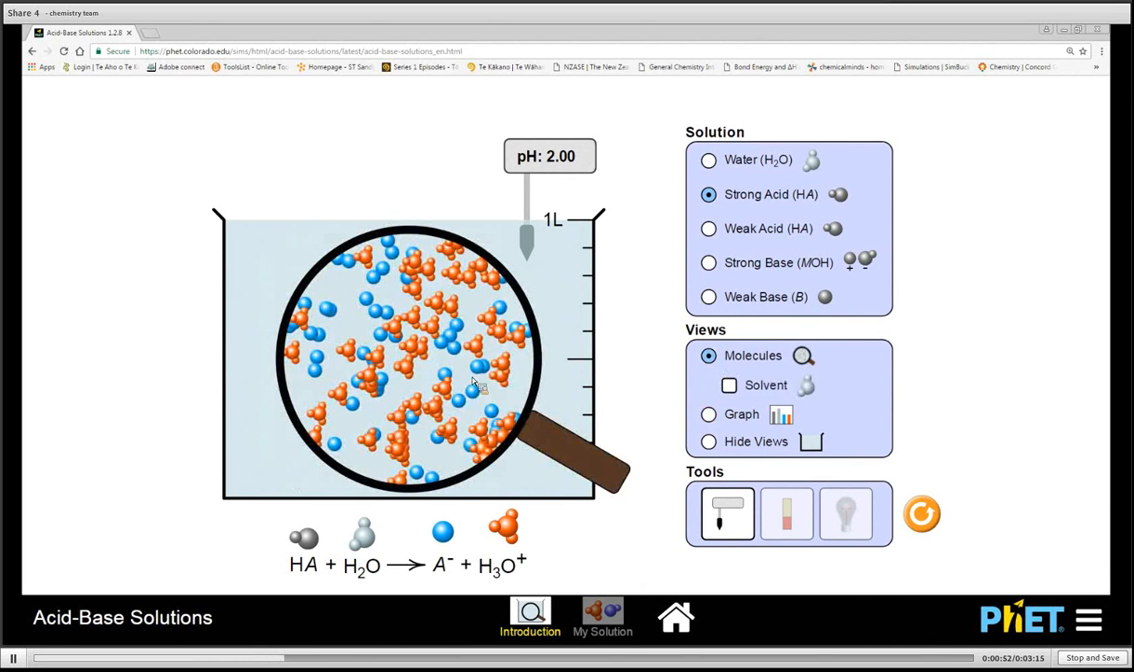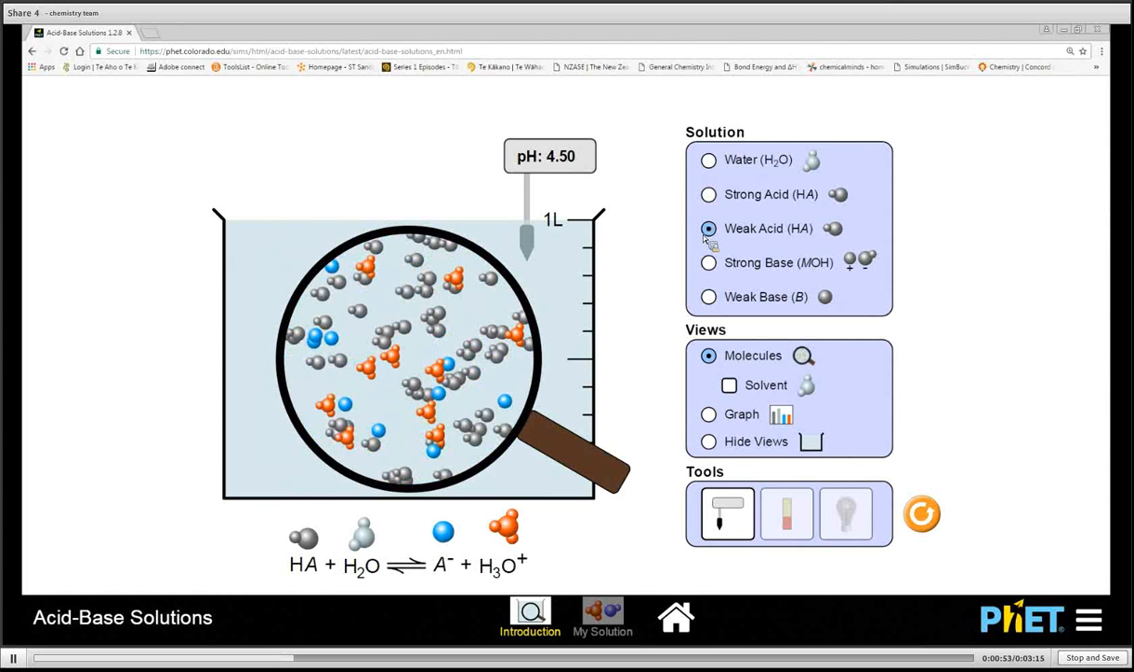Notice there's no gray. A weak acid, by contrast, doesn't have complete dissociation, so we use an equilibrium arrow because only some of it dissociates and they can combine to go back and so on and so forth. So we have a lot of undissociated weak acid with only some hydronium ions with the anion.